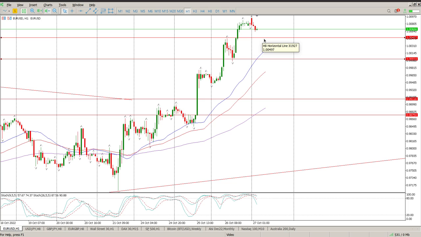That's 100.497 and then 1 dead. So anything back into that area, we're looking for an opportunity to buy. We are in an uptrend on the hour. We want to be moving with the trend.